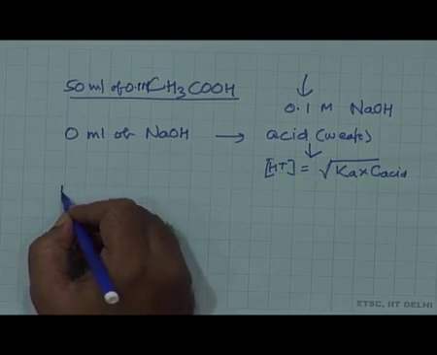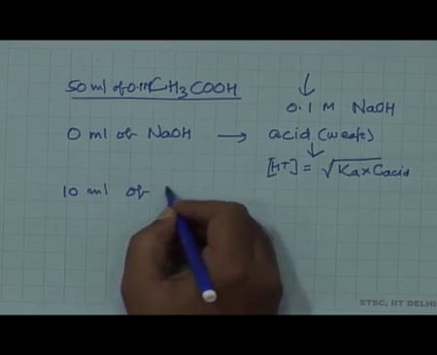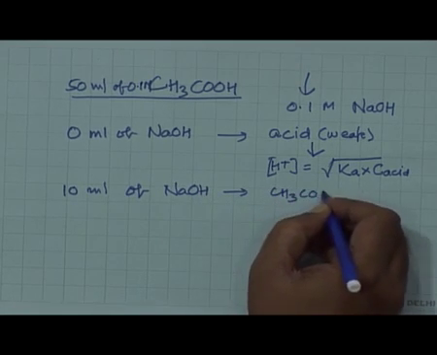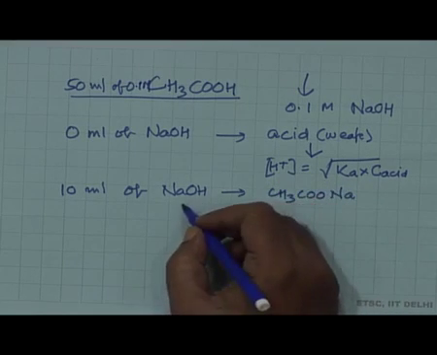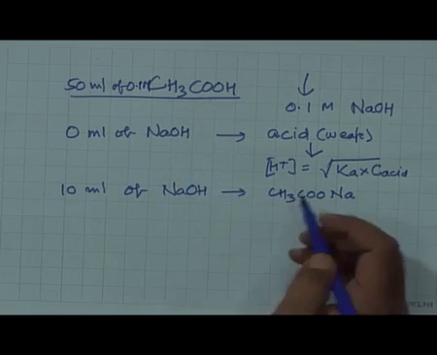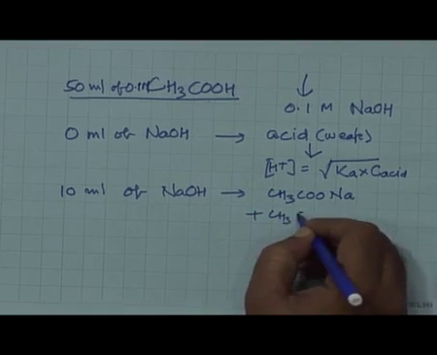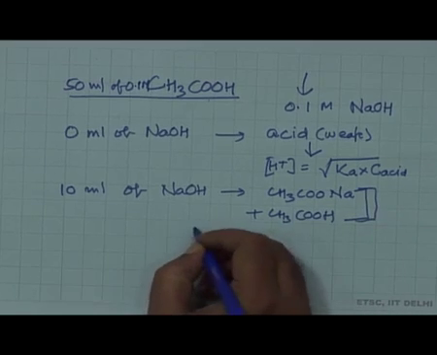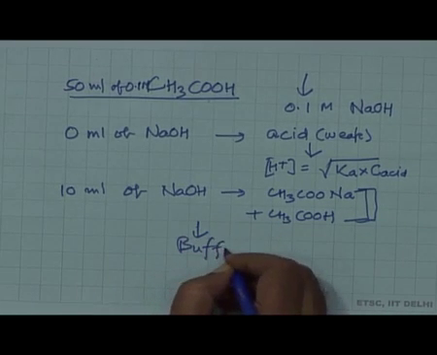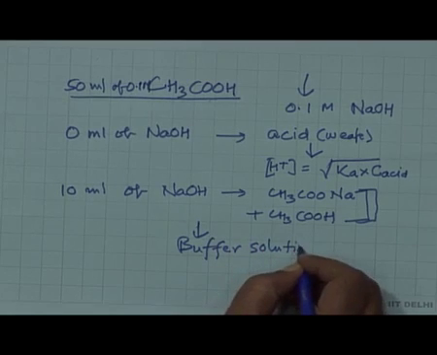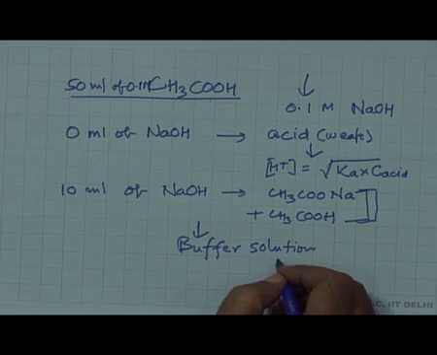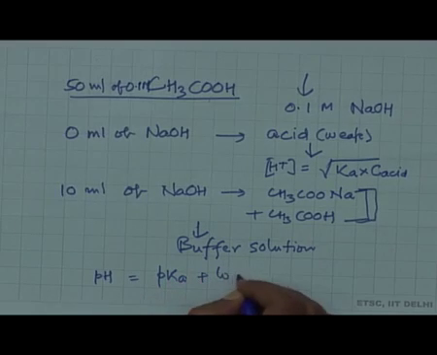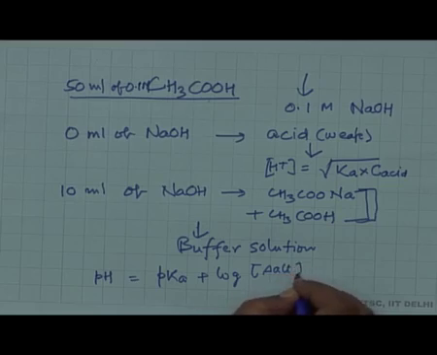When we add, suppose, 10 ml of NaOH, in the solution we have the salt which is formed by the reaction between acetic acid and NaOH, and you have the weak acid in the solution. This solution is called a buffer solution, and I showed you in the last lecture how to calculate the pH of this solution. pH is equal to pKa plus log salt by acid.